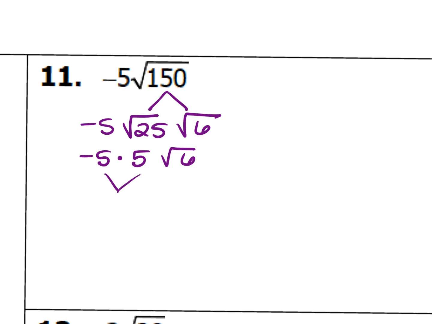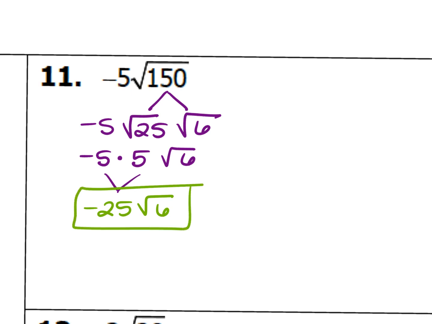What does this simplify to? -25 times the square root of 6. And again, if you plug -25 root 6 and -5 root 150 into your calculator, you will get the same value. If you don't, something's wrong.